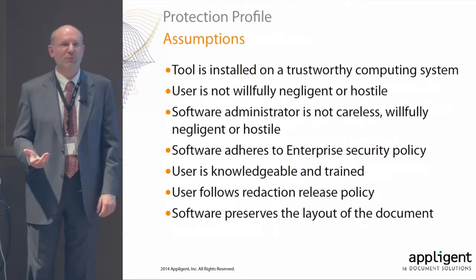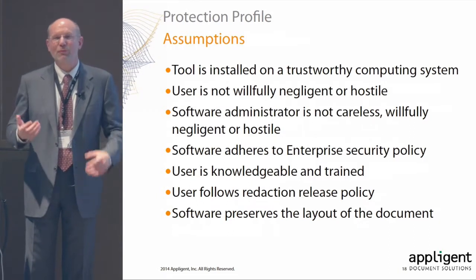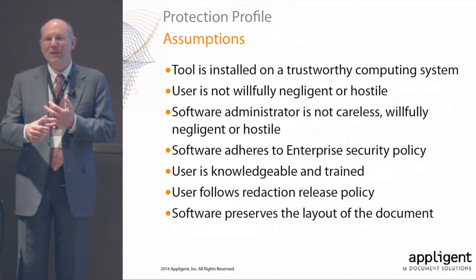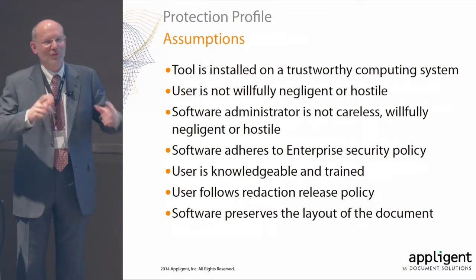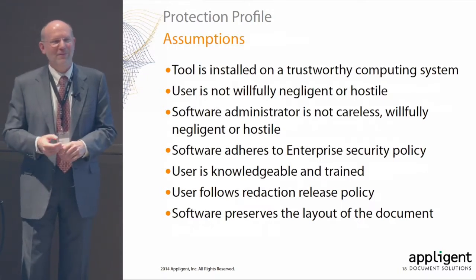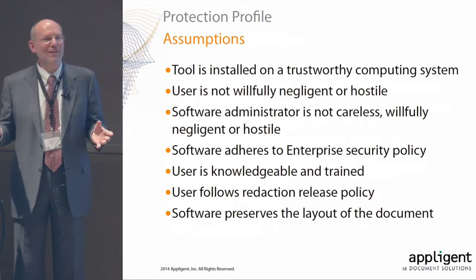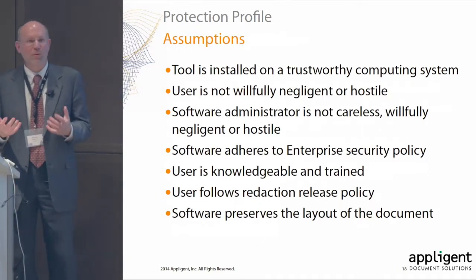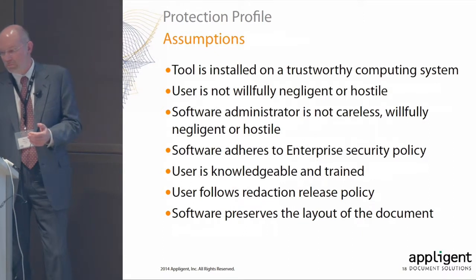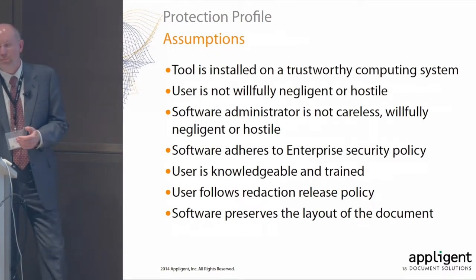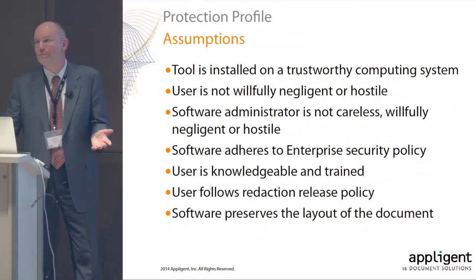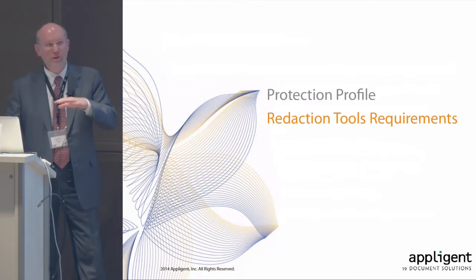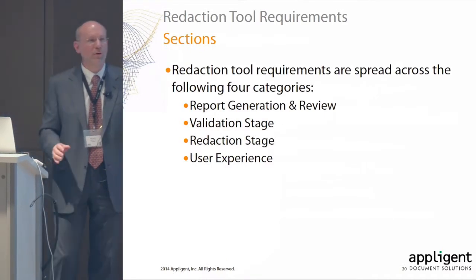Now, the assumption of the protection profile is that the software is working in a reasonable environment. That means that the computer doesn't have viruses on it, that the user is not trying to circumvent what the tool is doing, that somebody else in the department has not put something on the machine to make sure that the redaction software fails. Another assumption is the user is trained on how to use the software. And if you read through the document, all of these are laid out. This presentation actually follows the document pretty well. If you have any questions while I'm going on, just shout them out, please.